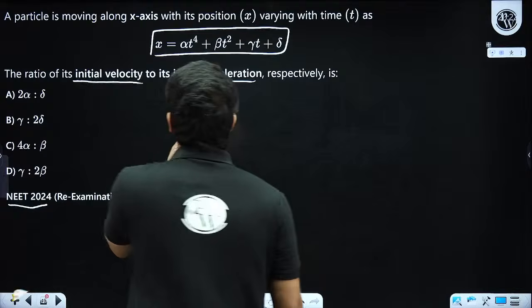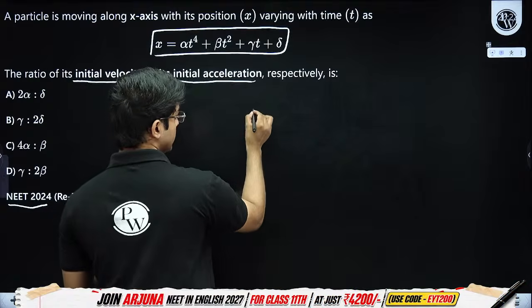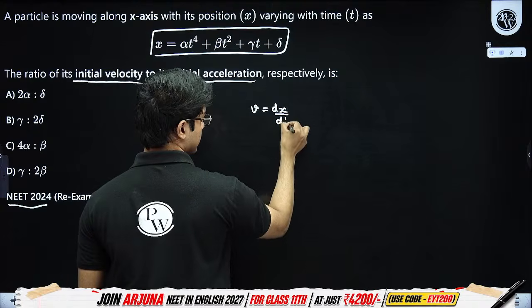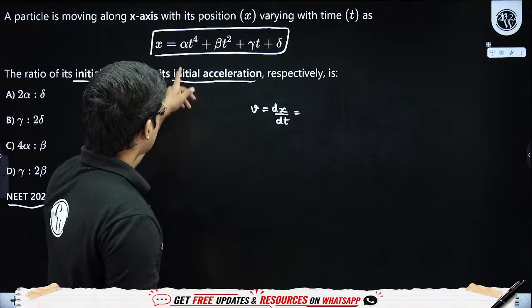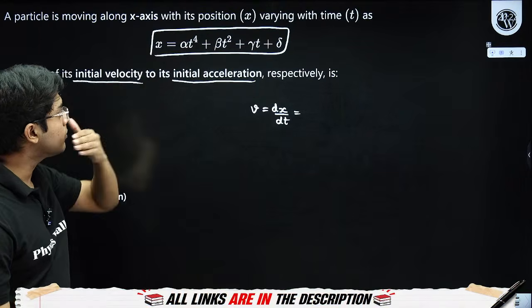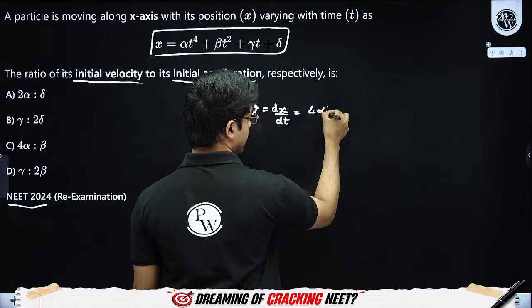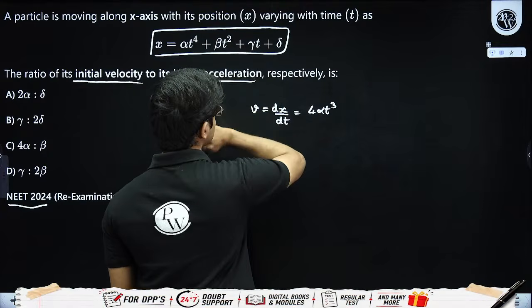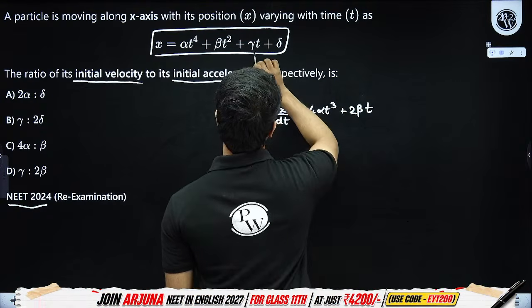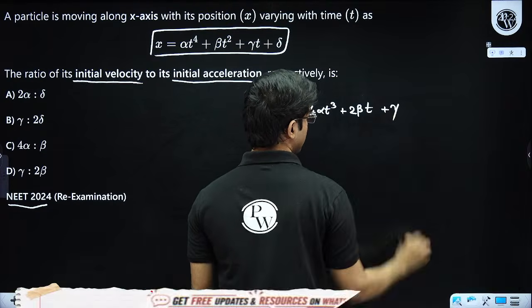Yes. So here we have position, right? The x coordinate. So if you want the speed, it will be dx by dt. Now you just need to know how to differentiate this. T raised to 4, its derivative will be 4t cube, right? So alpha into 4t cube, that will be 4 alpha t cube. Derivative of t square is 2t, so that will be 2 beta t, the second term. And derivative of the third term, t, will be 1, so the third term will be simply gamma. That is the third term.